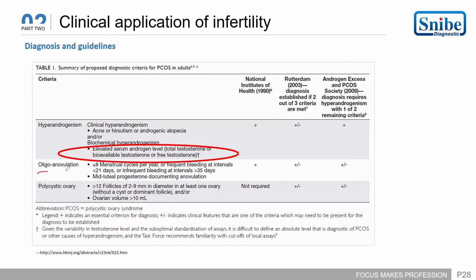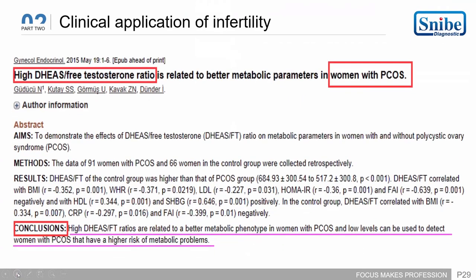So if you talk about oligoanovulation and the polycystic ovary, these guidelines may not be required, and in some cases it gives you a positive, and in other cases it may not be positive, in some oligoovulation and the polycystic ovary. So these are the diagnostic guidelines for PCOS.